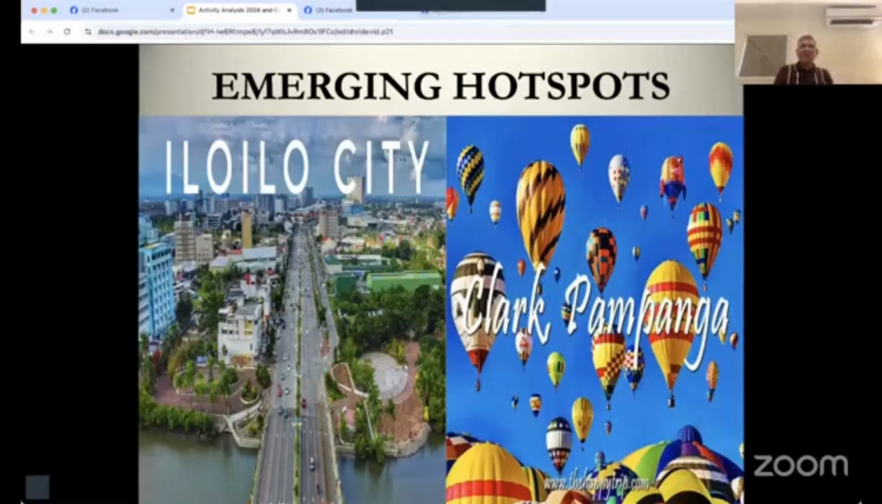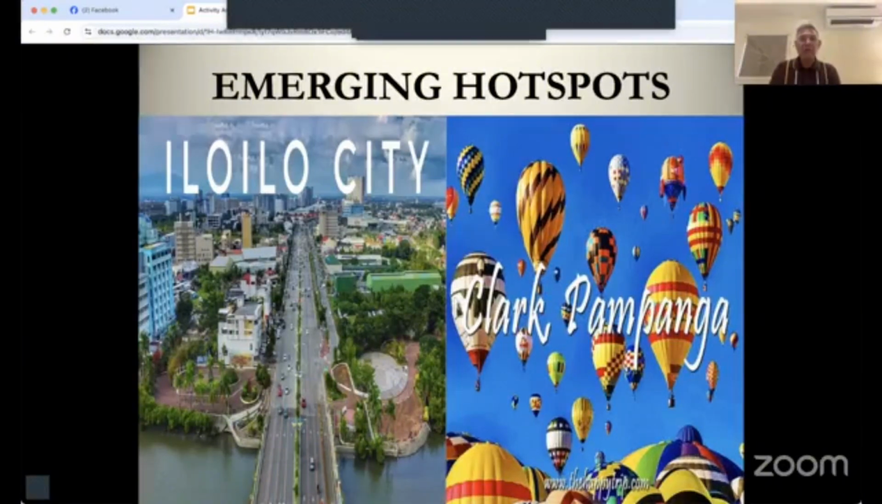All right. So again, most are also confused or not aware that Clark Green City is located in Capas, Tarlac, although people still consider it at Clark, Pampanga. All right. So in fact, there are still some POGOs in there. Good POGOs that pay taxes. And I think that's still going to continue to grow. All right. Next slide, please.